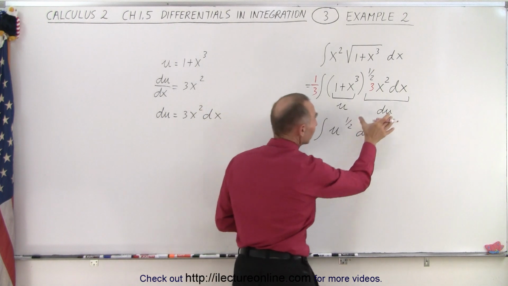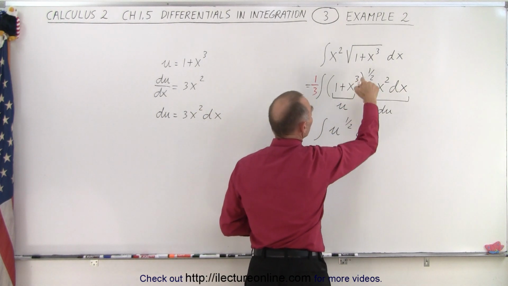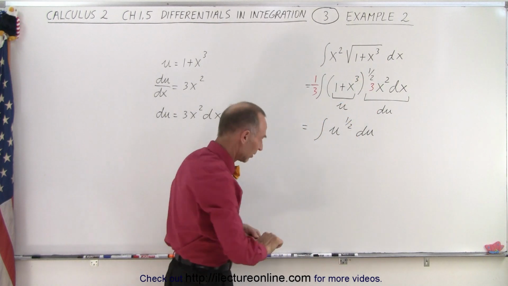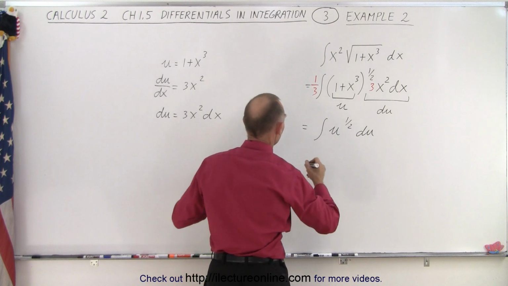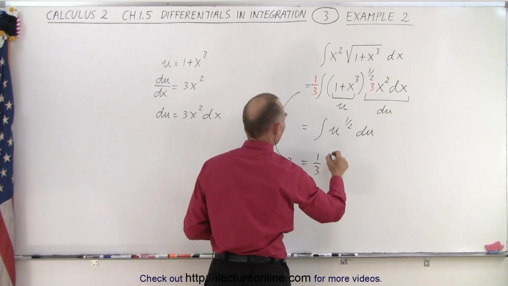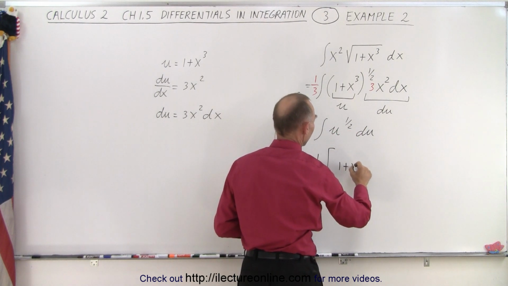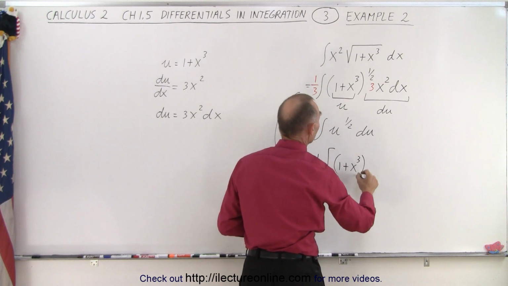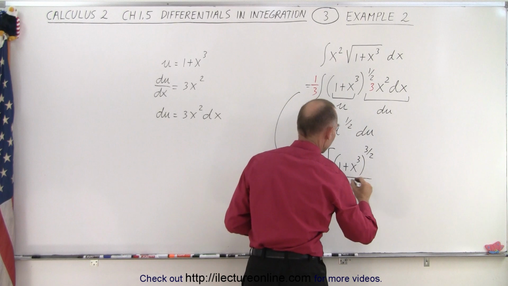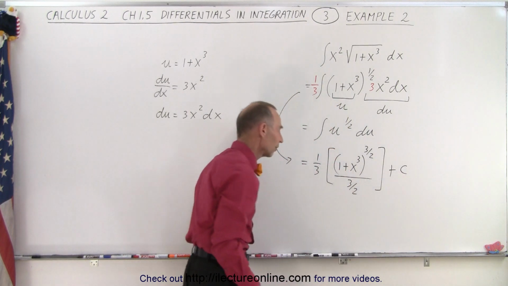But notice when I integrate, this is my du that will disappear, and I simply get u to the exponent 1 more divided by the new exponent. Well, you know the trick, so let's go ahead and do that. So this is equal to 1/3 times, now we have this right here, which will be 1 plus x cubed to the 3/2 power. I add 1 to the exponent, divided by the new exponent 3/2, and then I add a constant of integration.